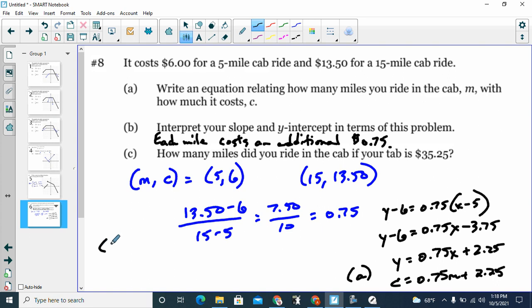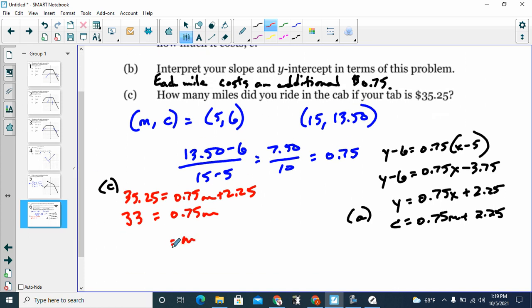Part C wants to know how many miles did you ride in the cab if your tab was $35.25. That is a cost, so we're going to go to our equation, plug it in for cost, and solve for miles. Subtract 2.25 from both sides. Divide both sides by 0.75, and I get 44 miles. It gave us the units right there in the problem, so you don't necessarily need to put them on your answer.